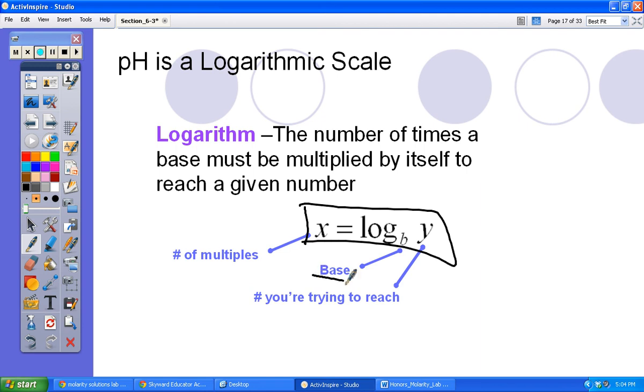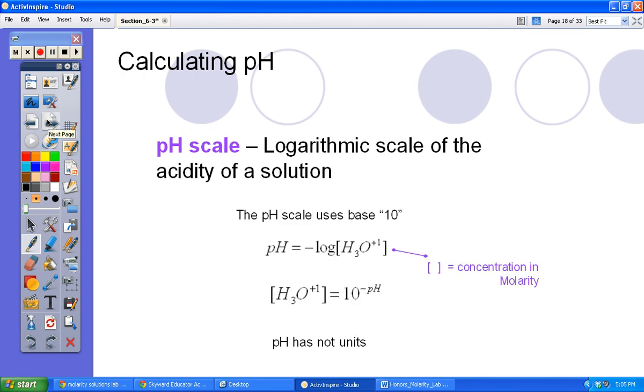The base for the logarithms is base 10. So you probably remember doing this in math a little bit using the base 10 log system. The pH scale is a base 10 log system, which means we can do a couple different things with it. One is we can find pH. Before, we've just used a meter to determine pH. Now we're actually going to be able to figure out how much the pH is.